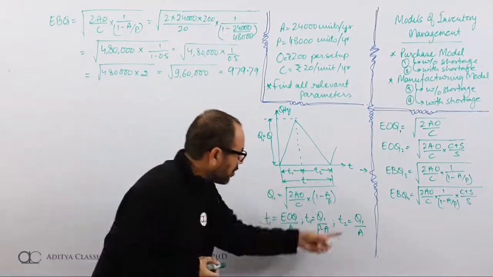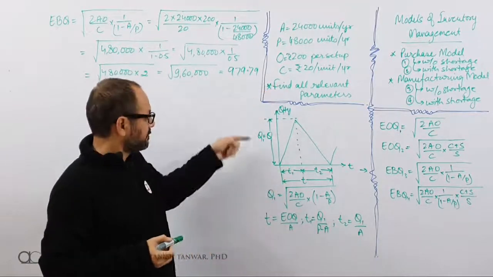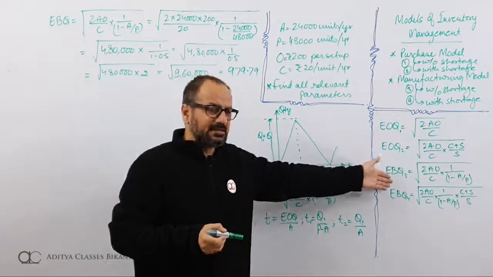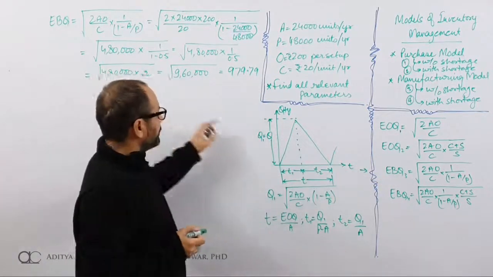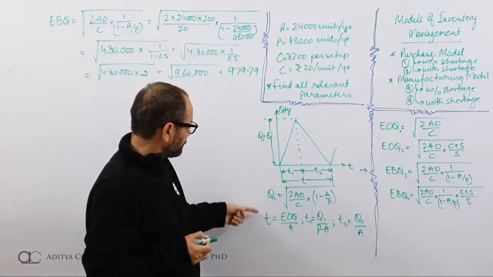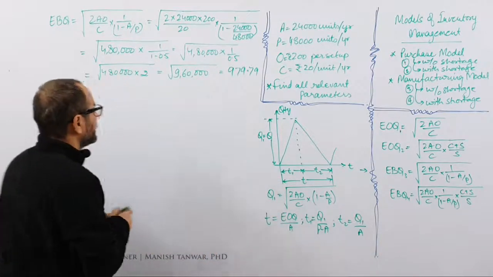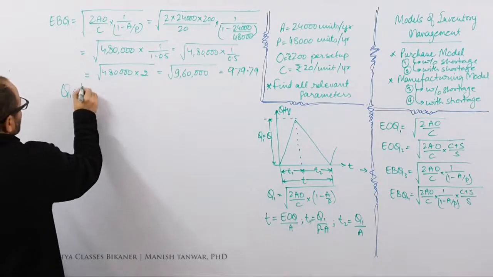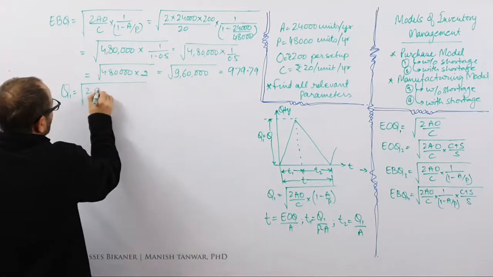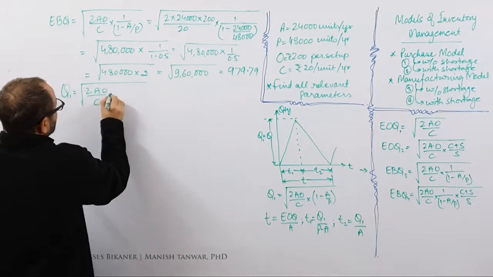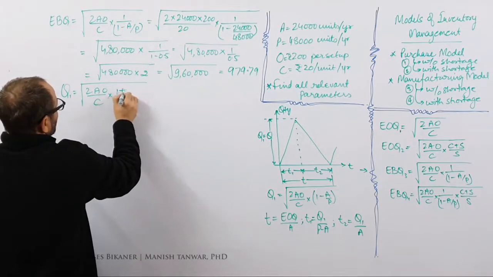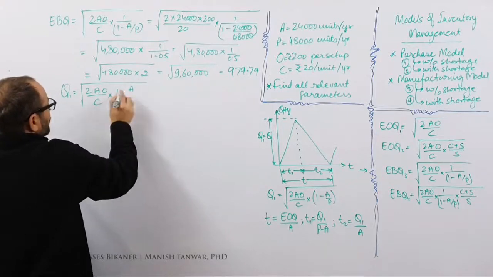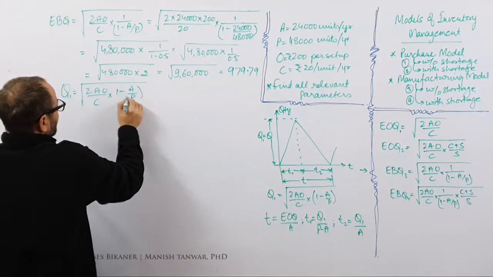So these are all relevant parameters. EBQ, of course, I have not written it over here, but there is EBQ. Then there is Q1, Q, T, T1, T2. Next on the list is Q1. Q1 is under the root 2AO upon C, and this factor gets reciprocaled: 1 minus A by P.